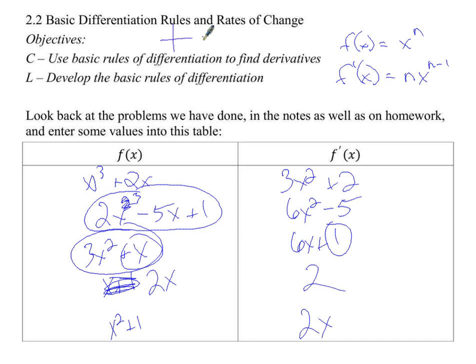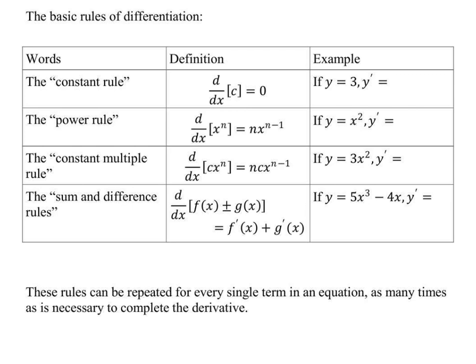Let me draw a little sketch on here. If I drew just y equals 3, and I wanted to take the derivative of that, I'd be finding the slope of the line y equals 3, which happens to be a horizontal line with a slope of 0. So if I take the derivative of a constant, I get 0, like number 1 on your quiz. Okay? So, now that we know that, here are your basic rules for differentiation.